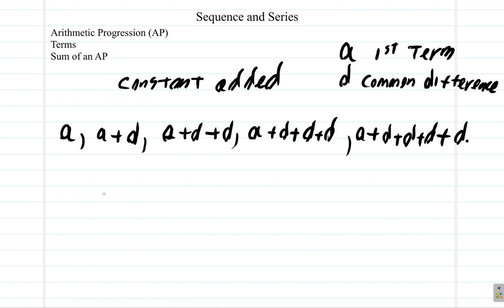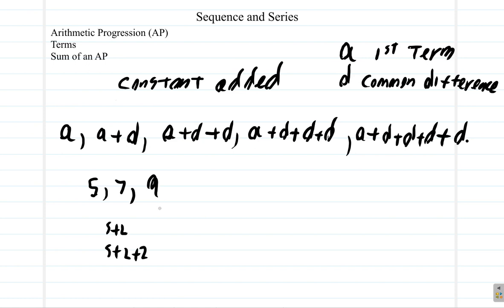It's just like you start with 5. A is 5. The first term is 5. The difference is 2. 5 plus 2 is 7. 7 plus 2. Remember, 7 is 5 plus 2 gives you 7. The next term will be 5 plus 2 plus 2. Same as 7 plus 2, which is 9.